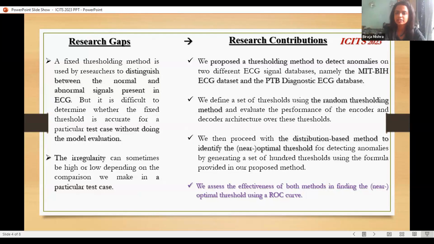We proposed a thresholding method to detect the anomalies present in the ECG signal. First, we have taken a random thresholding method, in which we generate a set of random thresholds and evaluate the performance of our model using those thresholds. Then we proceed with the distribution-based thresholding method, in which we have systematically generated a range of thresholds from which we found the near optimal threshold, using which we can effectively do the anomaly detection process. Then we have assessed the effectiveness of both the methods using the ROC curve for both the datasets.